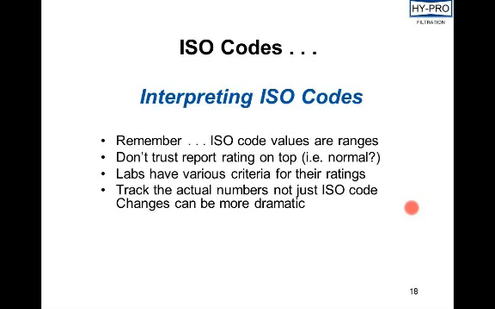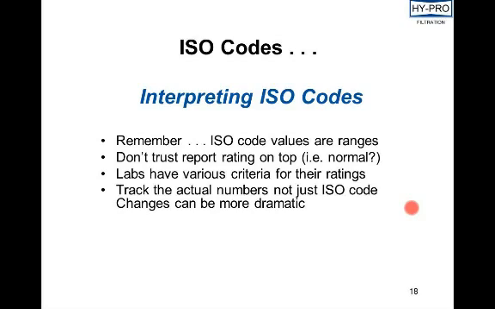It's important to remember that ISO code values are ranges. So if you drop it one code, that means most likely you've cut the amount of contaminant at least in half. So if you go from a 16 to a 15, you may have cut it in half or even bigger, even almost by a factor of 3 or 4. And it's important to look at the details, the actual ISO code particle count values instead of just the codes.